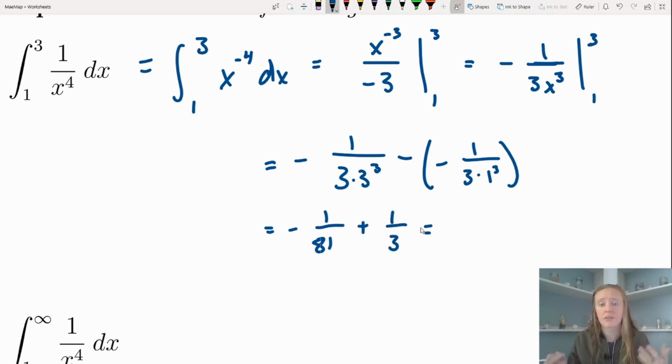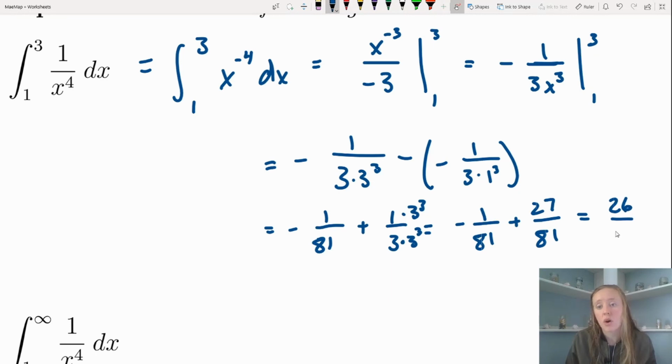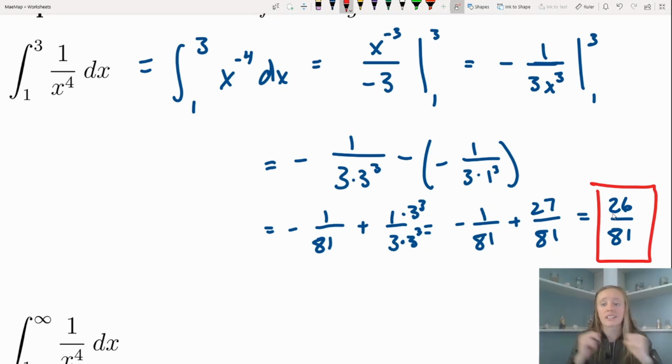In order to combine this fraction, I need to find a common denominator. Between 81 and 3, I'll multiply 1/3 by 3 cubed over 3 cubed. 3 times 3 cubed, we know, is indeed 81. So we're going to have negative 1 over 81 plus 27 over 81, which gives us 26 over 81. That's our integral of 1 over x to the fourth dx from 1 to 3.